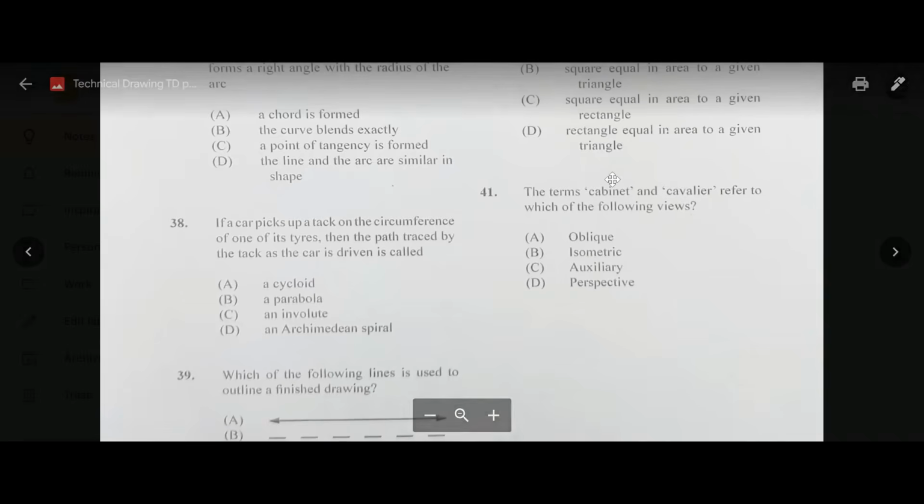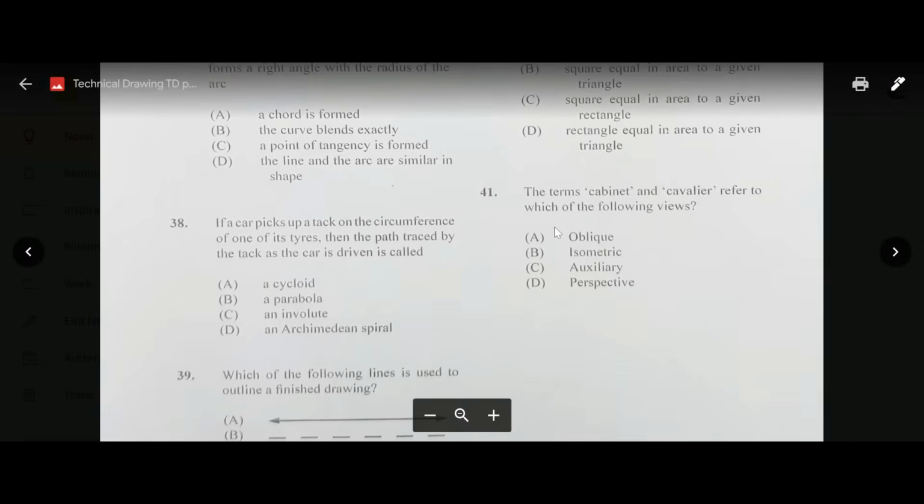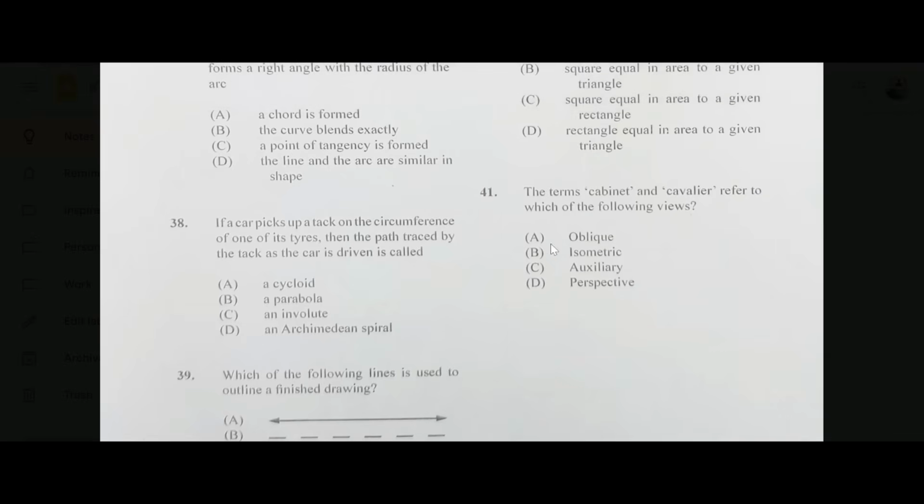Number 41, the terms cabinet and cavalier refer to which of the following views? And the answer is A, oblique. In oblique projection, cabinet receding lines are drawn half length, and cavalier are drawn full length.